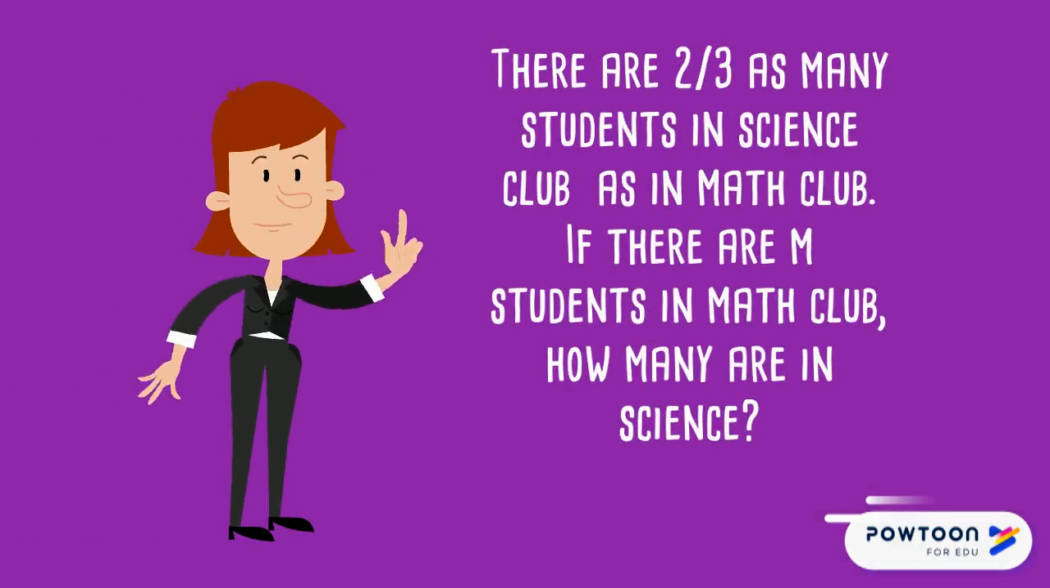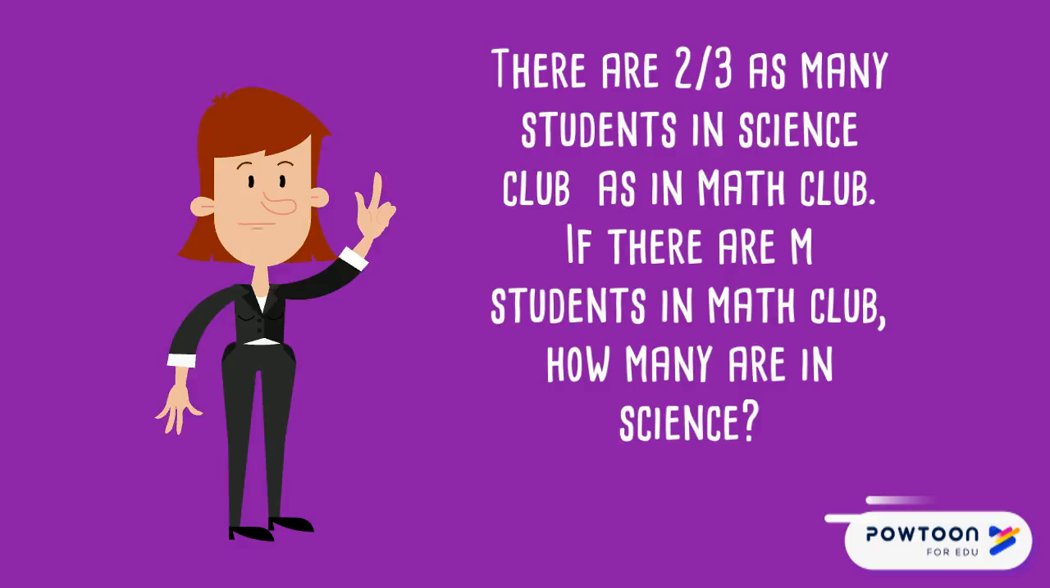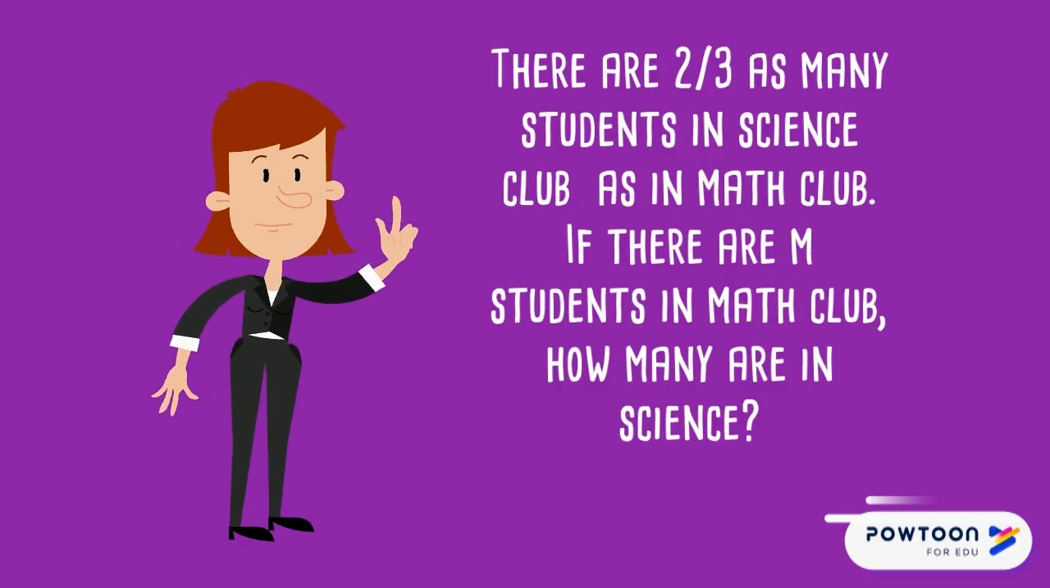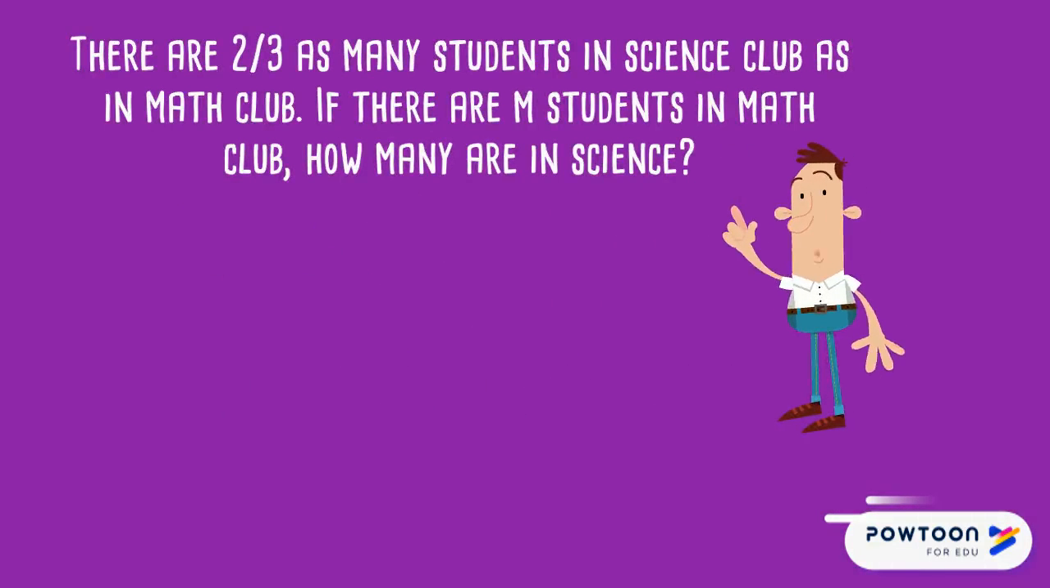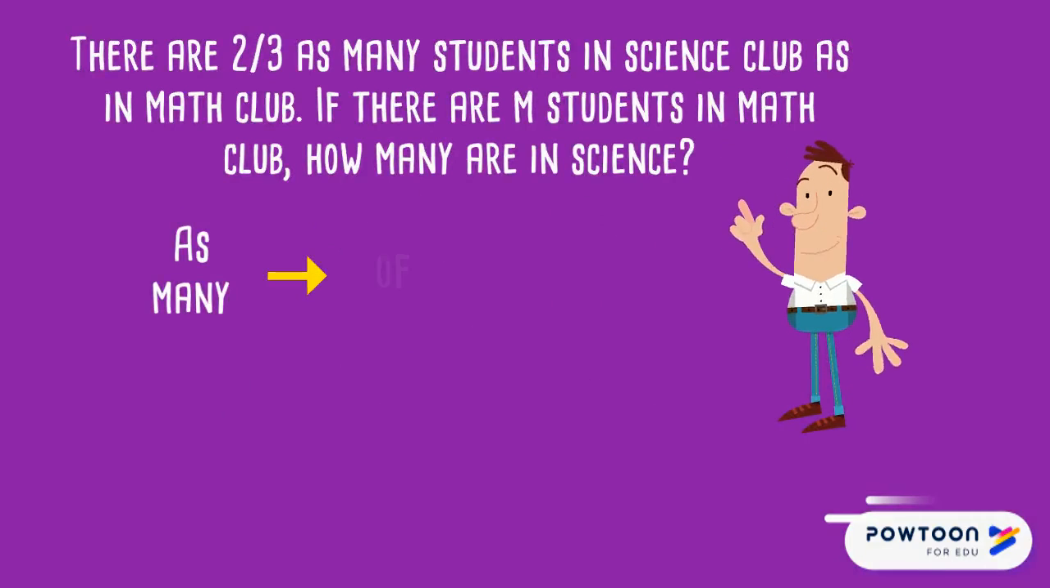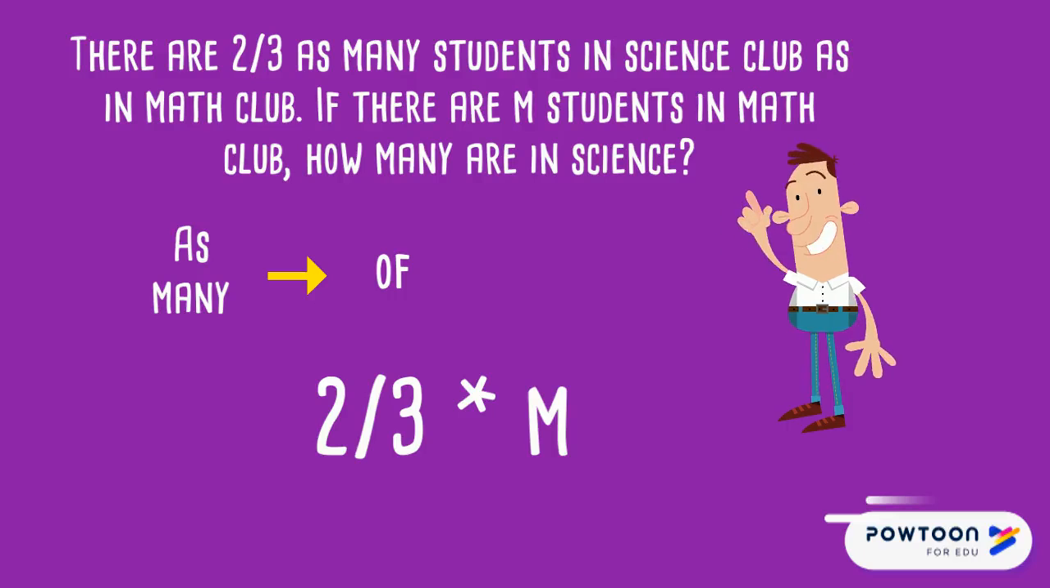How about this situation? There are 2/3 as many students in science club as in math club. If there are m students in math club, how many are in science? So the problem says 2/3 as many students in science club as in math club. You could also say 2/3 of the amount of students in math club are in science club. You heard the word of, that means that you need to multiply.